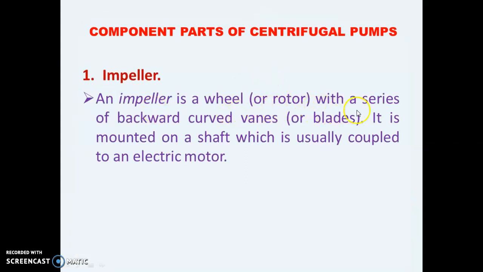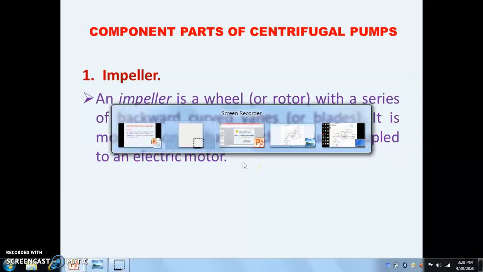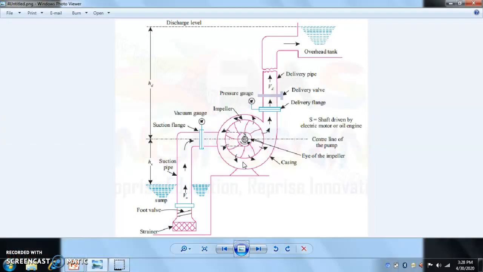An impeller is a wheel with a series of backward vanes. It is mounted on a shaft which is usually coupled to an electric motor. Now the wheel in the middle, this is the impeller. It has backward curved vanes. And at its center there is the eye of the impeller, at which the shaft is provided, to which an electric motor is connected.